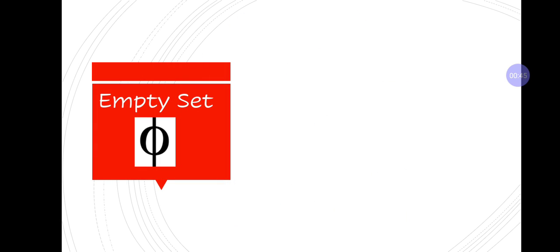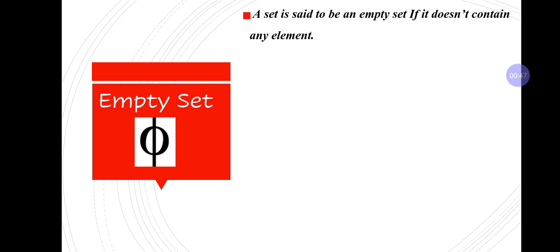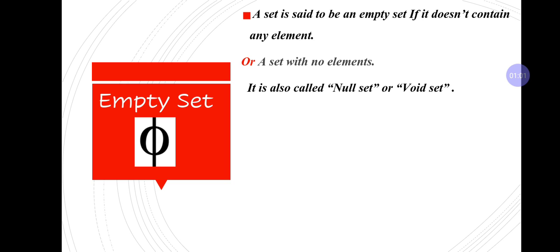First one is empty set. A set is said to be an empty set if it does not contain any element. In other words, we can say a set with no elements is called an empty set. It is also called null set or void set. It is denoted as this. Here you can see that is the symbol of phi. Phi is also used to represent an empty set.